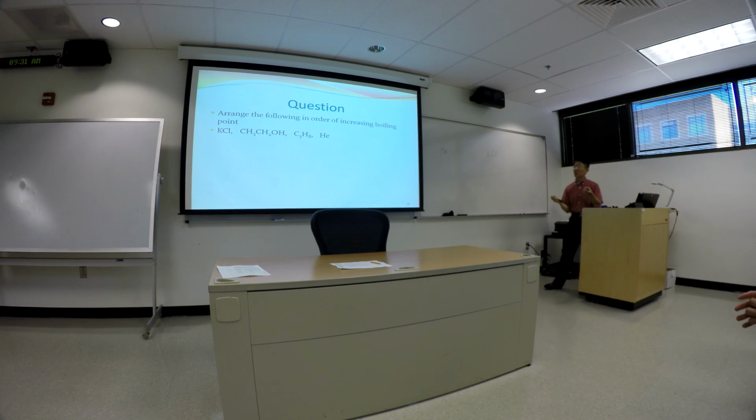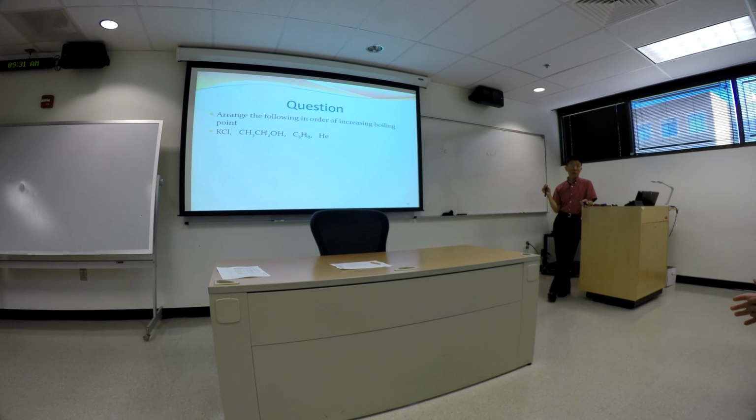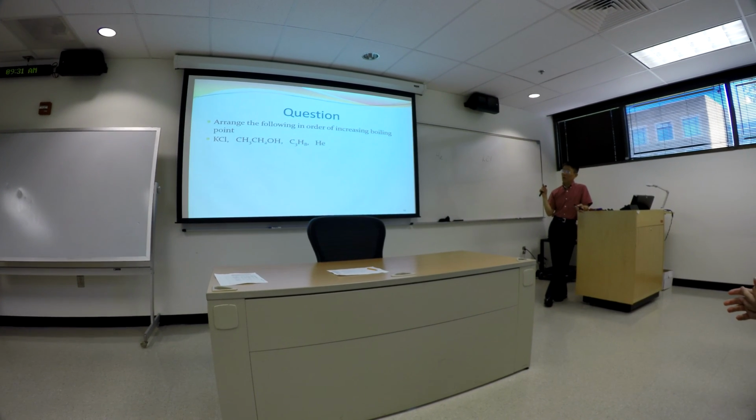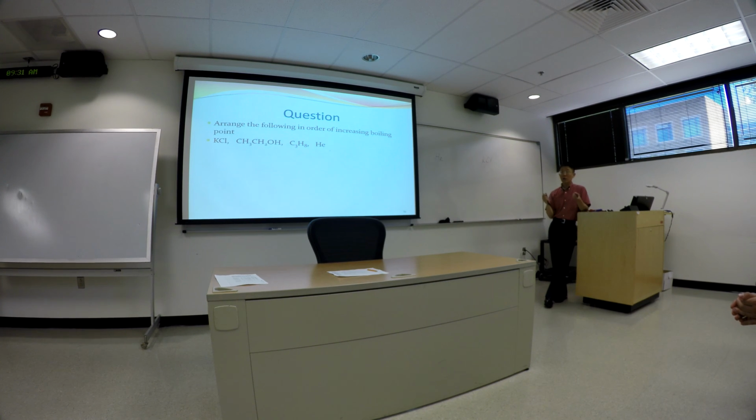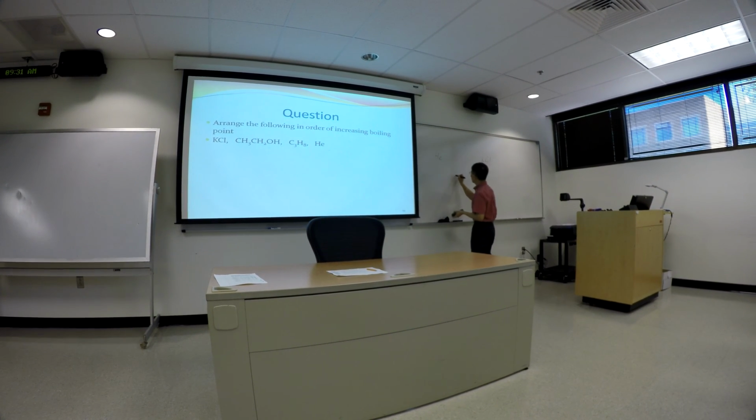But what happens to propane and ethanol? If you look at the molar mass, C3H8 is roughly about 44 grams per mole. C2H6O is roughly about 46 grams per mole. Similar in molar mass. Which one is going to have the higher boiling point? Well, you have to write out the Lewis structure.